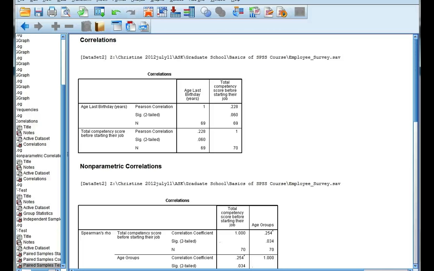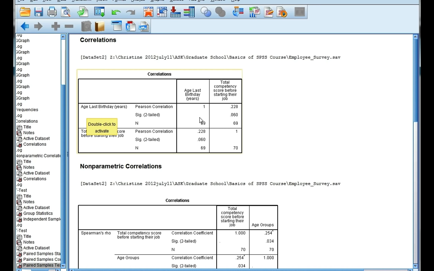In this video, we're going to look at how to interpret the output of a Pearson correlation coefficient in SPSS. So what we've done is we've looked for a relationship between a person's age when they started their employment and their total competency score before they started their job. Now, both of these are continuous scale variables, and we checked already that they were normally distributed and that they had a linear relationship, which is why we used Pearson's R correlation.